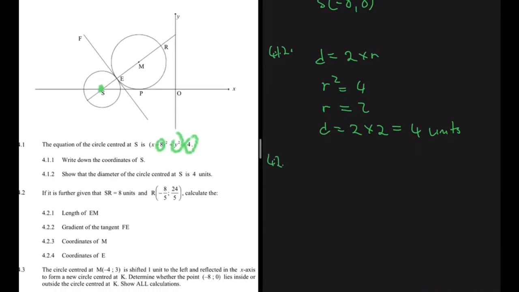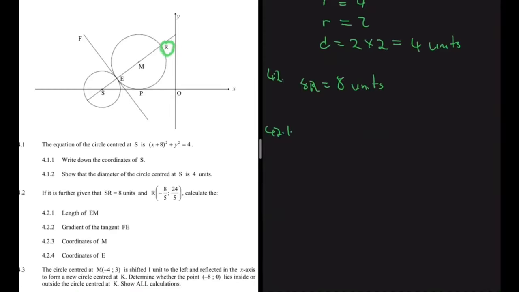4.2 says that if it is further given that SR is equal to 8 units, right? So SR is equal to 8 units. Problem solving 101. You have to write down the given information, right? And then R has coordinates (−8/5, 24/5). Yes, R here. And then 4.2.1 says, let's find the length of EM. So let's denote EM on our sketch.